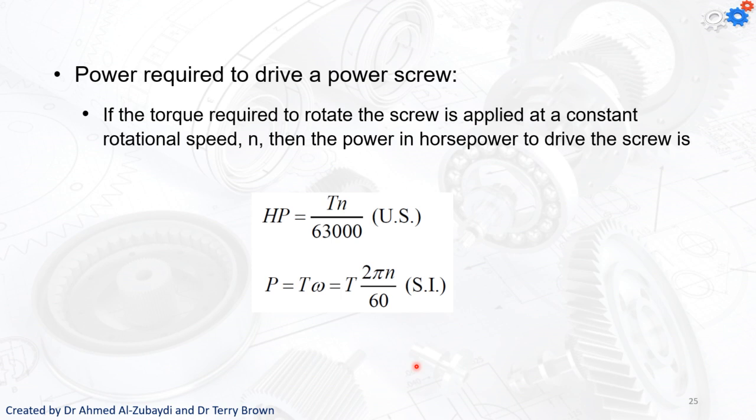In the case of SI units, the torque is in newton meters and omega is in radians per second. The power is equal to the torque multiplied by 2 pi and divided by 60 if I would like to use the RPM value.